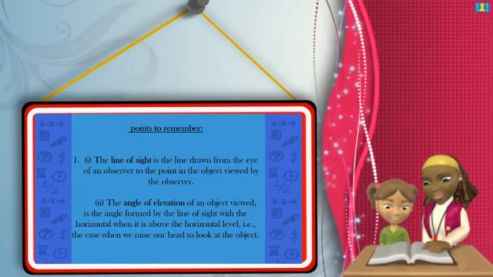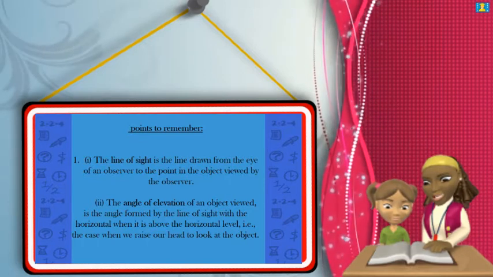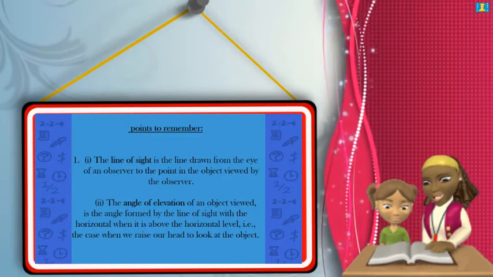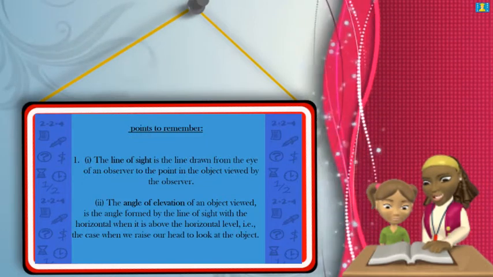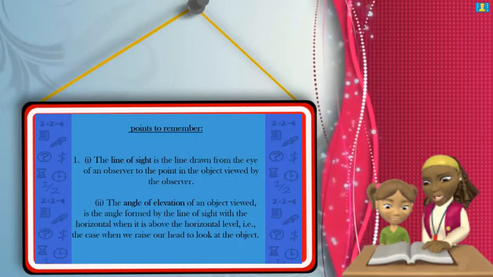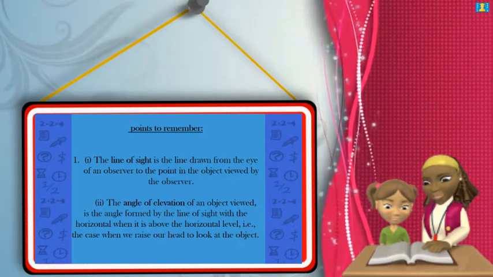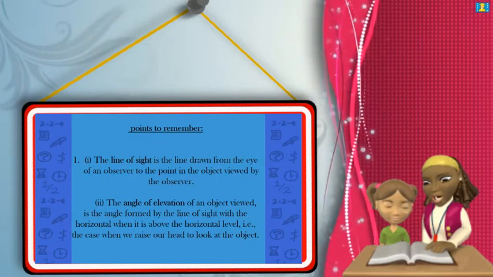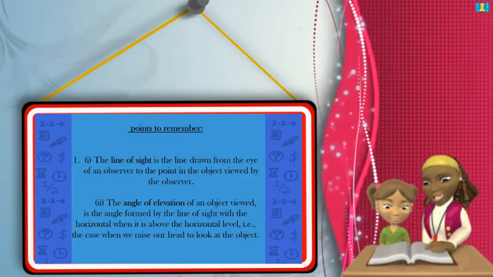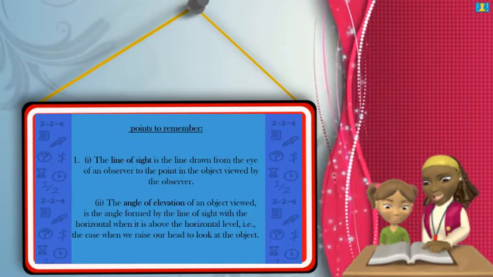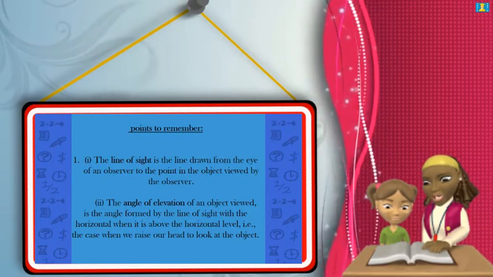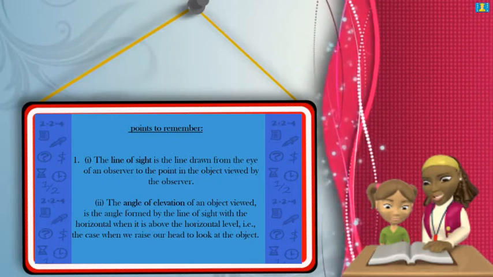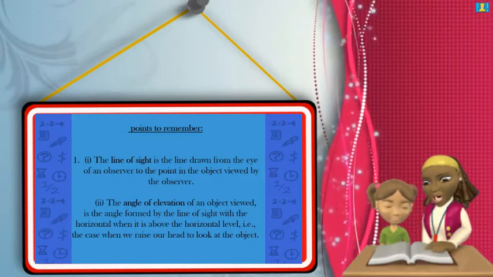Now, let's look at some important points to be remembered. The line of sight is the line drawn from the eye of an observer to the point in the object viewed by the observer. The angle of elevation of an object viewed is the angle formed by the line of sight with the horizontal when it is above the horizontal level. That means the case when we raise our head to look at the object.